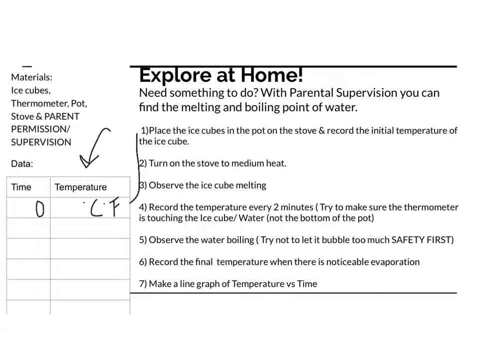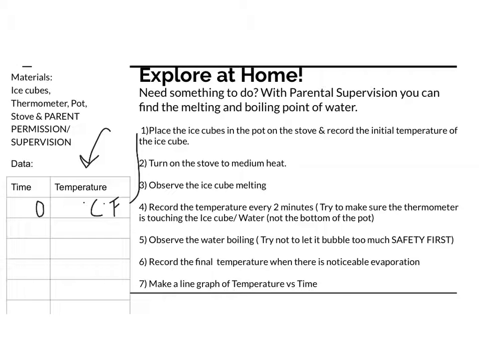Between step 1 and step 4, you want to make sure that you're recording the temperature every 2 minutes. Try not to have the thermometer sitting on the bottom of the pot. Instead, try to make sure it's touching some sort of ice cubes. You're going to observe the water boiling at some point. Try not to let it bubble too much. Safety first. You don't want to hurt yourself when you're taking the temperature. So if it starts to bubble uncontrollably, you can always turn the temperature of the stove down to a low heat.